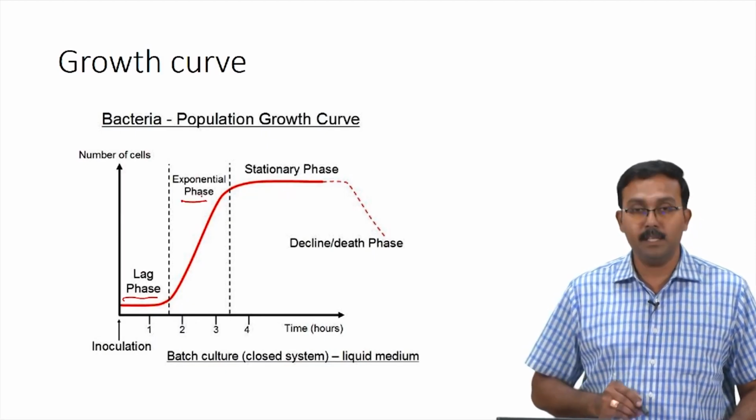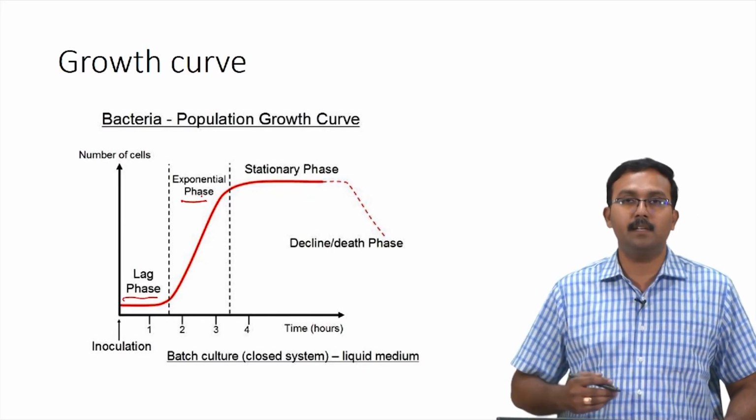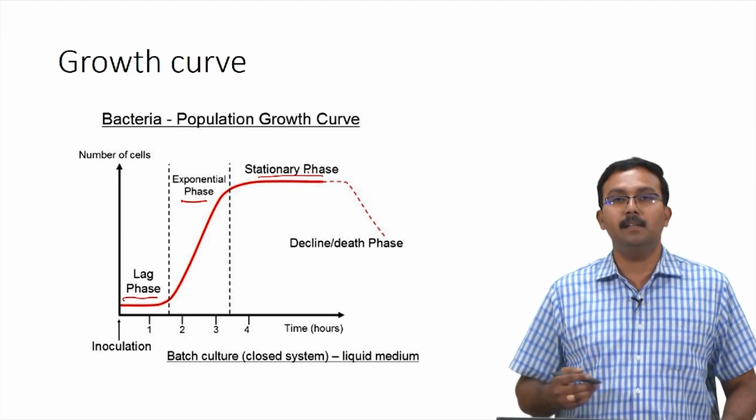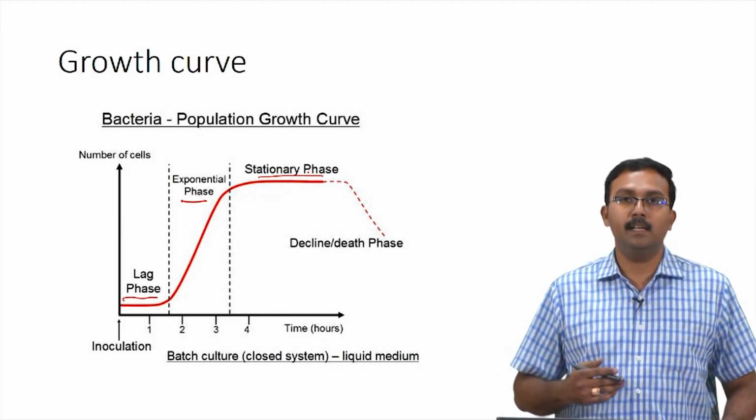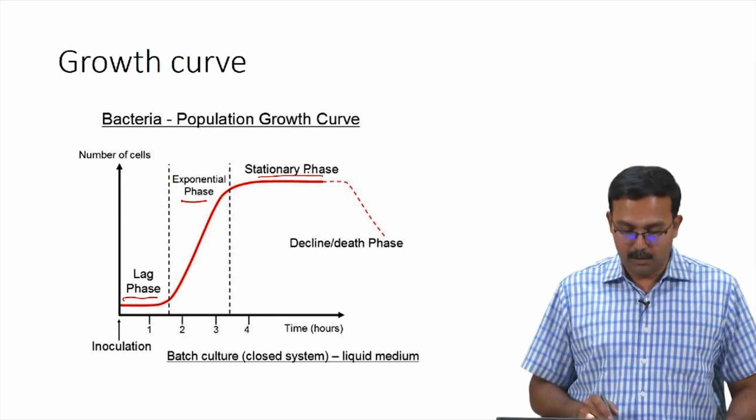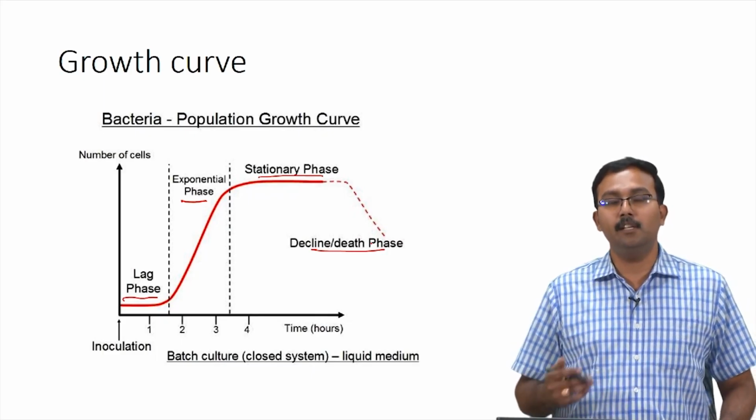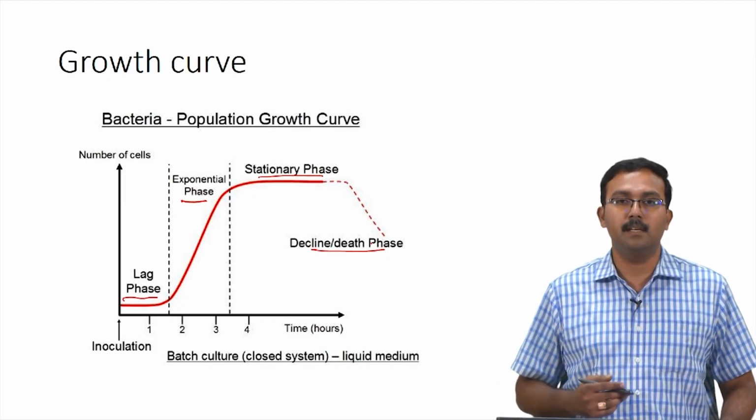You then have an exponential phase where the cells are multiplying and the cell concentration is increasing rapidly. Then you have the stationary phase where the cells are actually dividing and also dying, thereby maintaining the same cell concentration. And finally, you have the decline phase or the death phase where the cells are dying either due to nutrient depletion or due to accumulation of toxic materials.